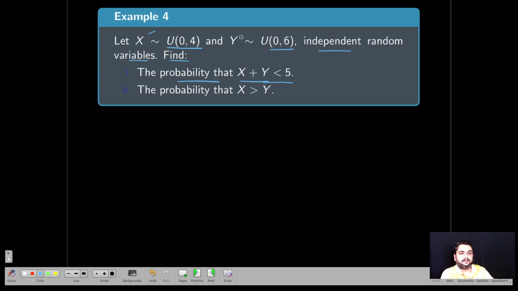So they are given x and y, that means it is a joint distribution. Given the joint distribution, they are asking you to find P of x plus y less than 5. You can calculate f of x and f of y, that is the probability distribution of each, and then apply the joint distribution and calculate this value.